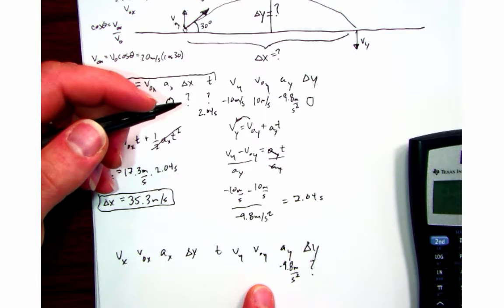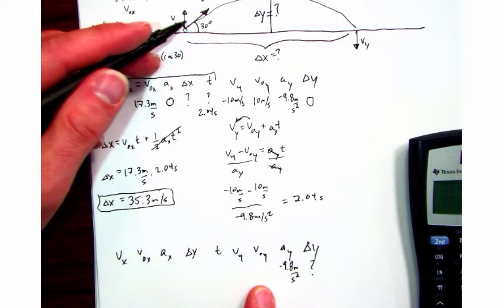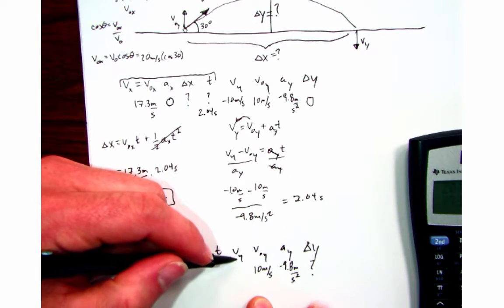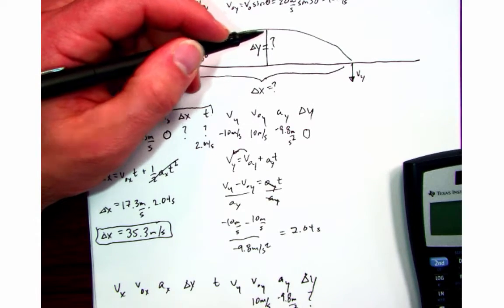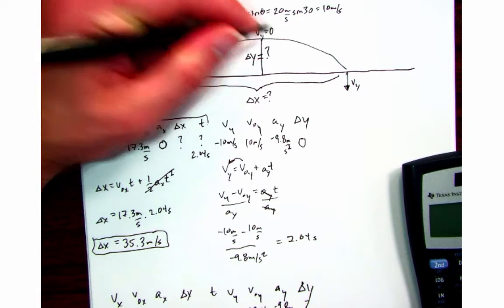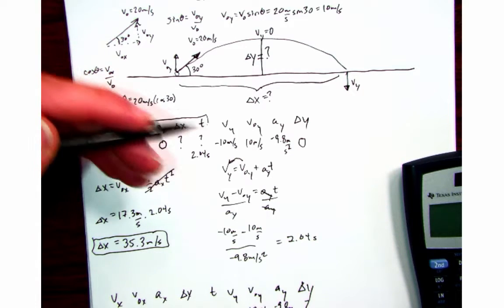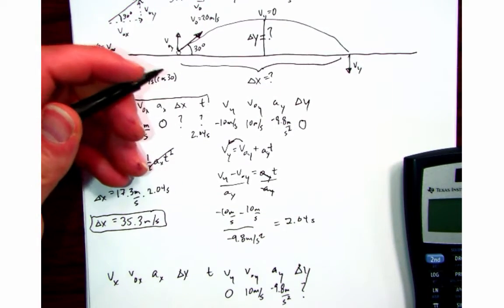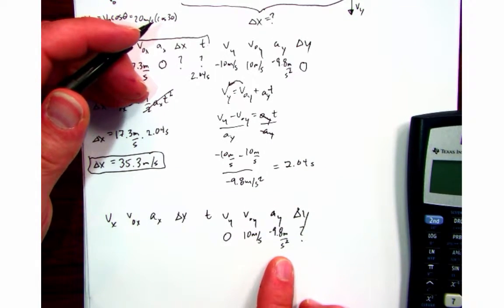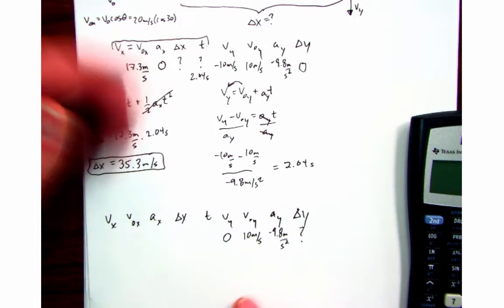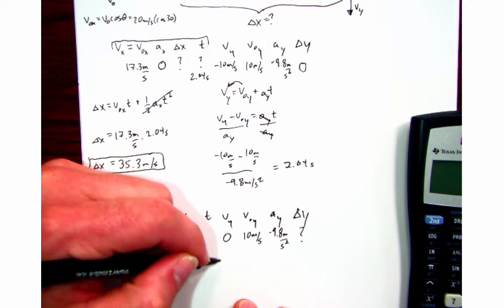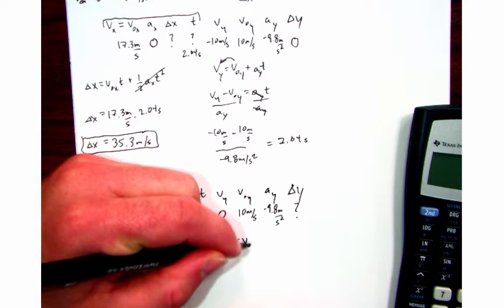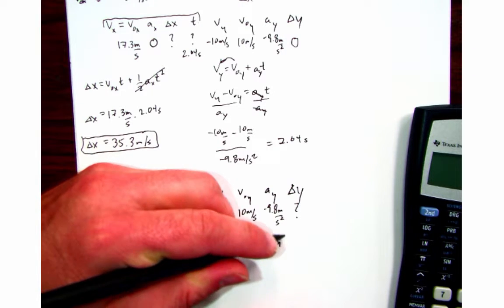V naught y will be the same as it was up here. That's the starting velocity. So that's going to be 10 meters per second. And Vy at the top of the path here is equal to 0. That's where it's turning around, going from going up to going down. So that's 0. Well, I already have enough variables now to solve. I don't have to do anything with my x variables. So I can use equation number 4, which looks like v squared equals v naught squared plus 2a delta y.